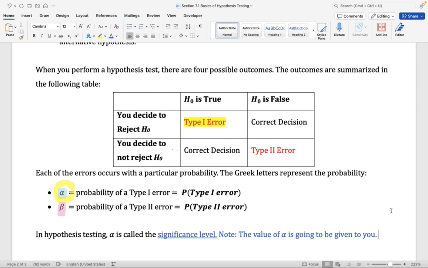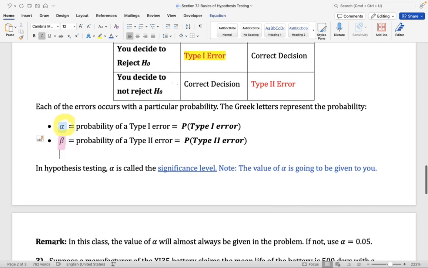Now, if I'm really scared, if I know that there are big consequences of making a type 1 error, for example, what if I get a lawsuit by a company? If I reject their claim about the population when the claim is true, then I'm going to say, let's make alpha smaller. Let alpha be maybe 0.01 or 0.001. In this case, the level of risk I'm willing to take of committing a type 1 error is set to be really small. Again, you're not going to be finding alpha. Alpha is going to be given to you.